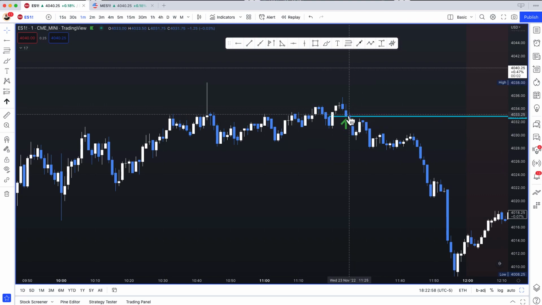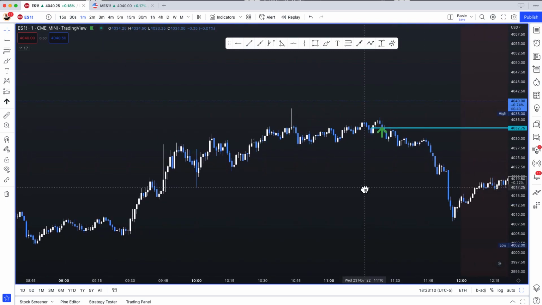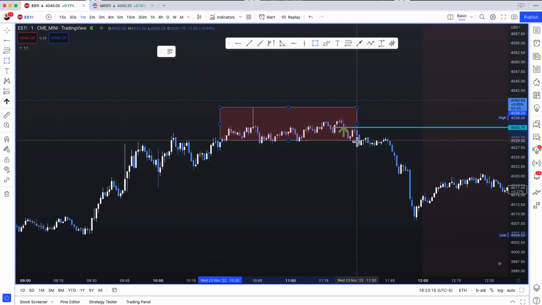I had a clear level. We're obviously still laddering up. I'm going to take it. How much risk am I willing to take? So let's back up just for a second. Let's look at this. I consider this little upper area one chop zone.